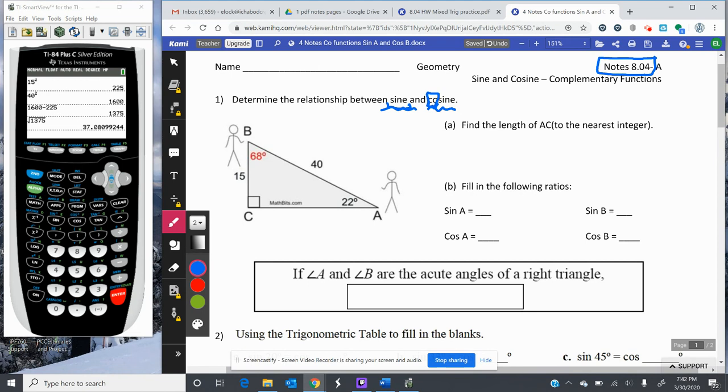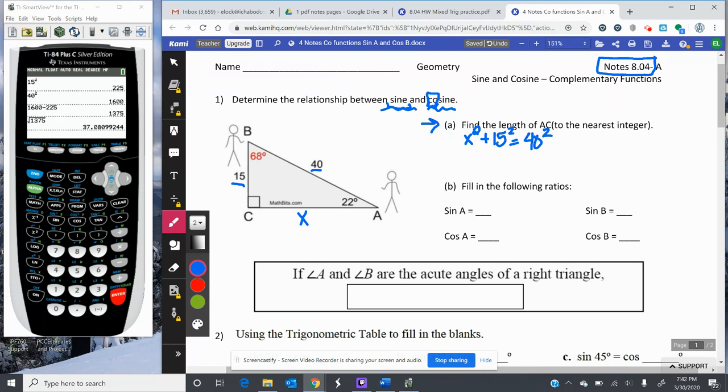So looking at the triangle given, we have a person at A, a person at B, and right angle C. There's 15 as the length from B to C. BA is 40, and AC is a side we're going to look for here for part A. So find the length of AC. We have x squared plus 15 squared equals 40 squared. It's going to be the most direct method to find that third side.